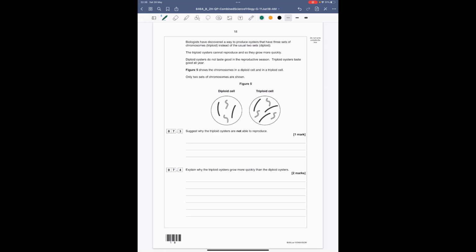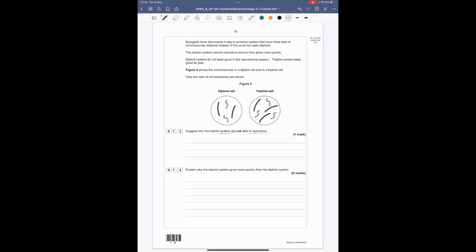Biologists have discovered a way to produce oysters that have 3 sets of chromosomes, which are triploid, instead of the usual 2 sets that are diploid. The triploid oysters cannot reproduce, so they grow more quickly. Diploid oysters do not taste good in the reproductive season. Triploid oysters taste good all year. Figure 5 shows the chromosomes in a diploid cell and a triploid cell. Only 2 sets of chromosomes are shown. Suggest why the triploid oysters are not able to reproduce.